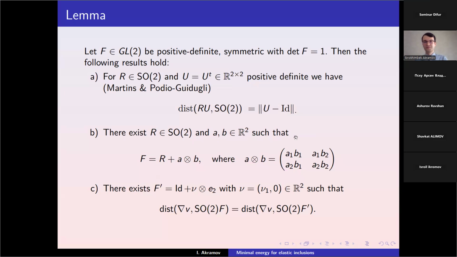There exists R from SO2 and a, b such that R plus a tensor b. Yes, it's tensor. Yes, such a matrix. F equals R plus a tensor b from any matrix. It's well known, no? Or the result B. Did you prove it?